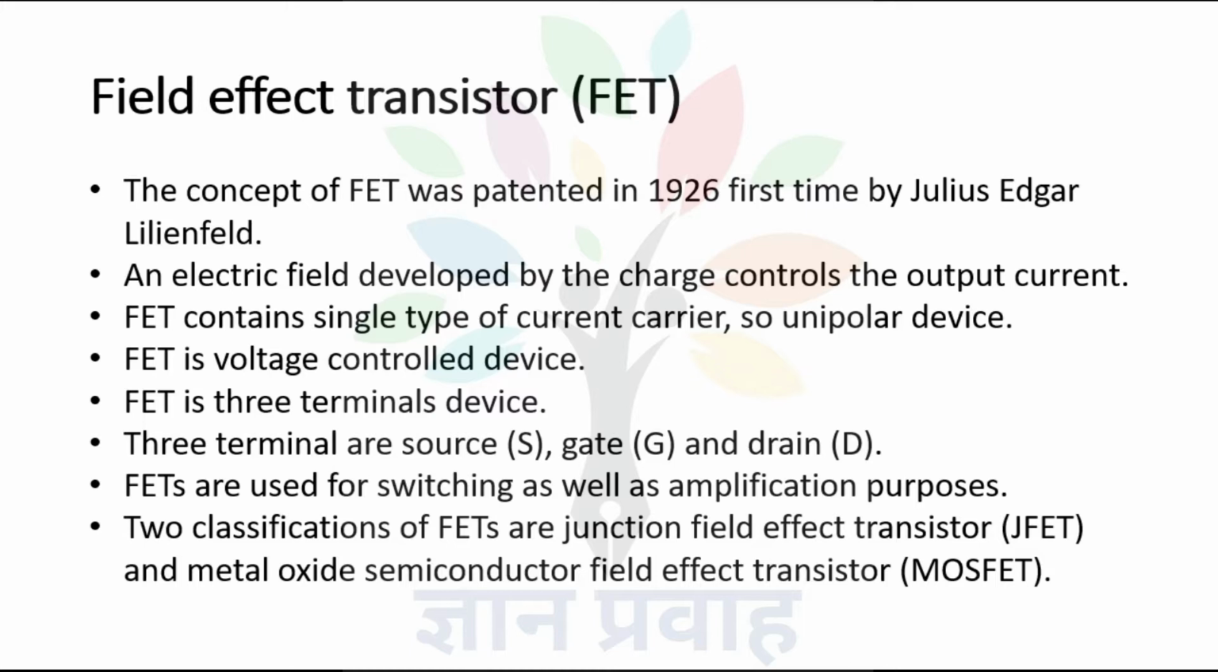The concept of FET was patented in 1926 first time by Julius Edgar Lilienfeld. There are three types of terminals in FETs, and the names of these three terminals are source, gate and drain. FETs can be used for switching as well as amplification purpose. And there are two broad categories of FETs, and these are junction field effect transistor or JFET, and second one is metal oxide semiconductor field effect transistor or MOSFET.